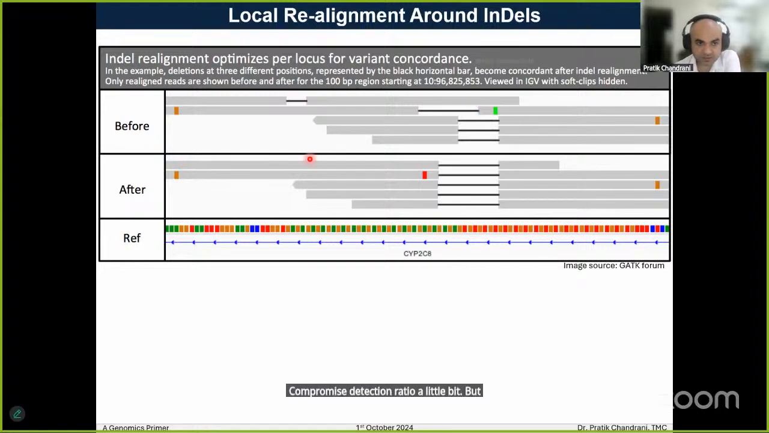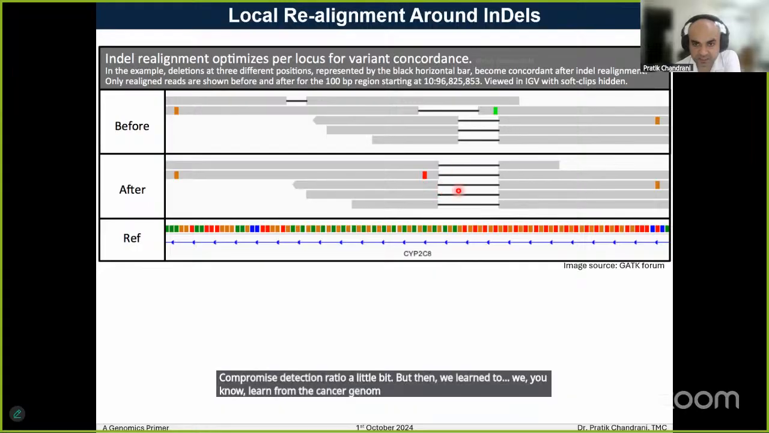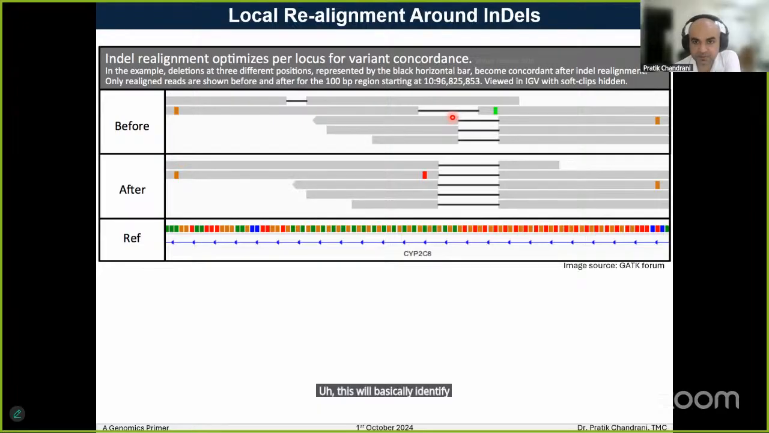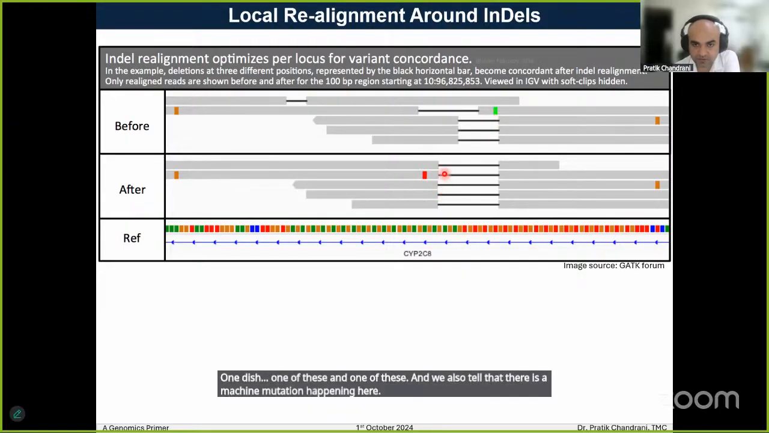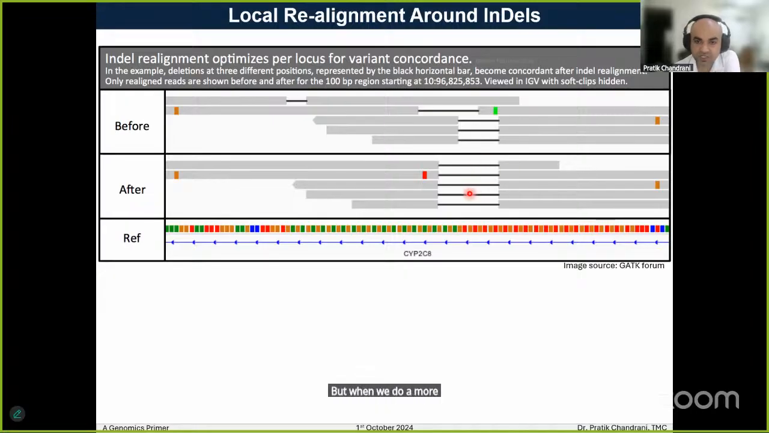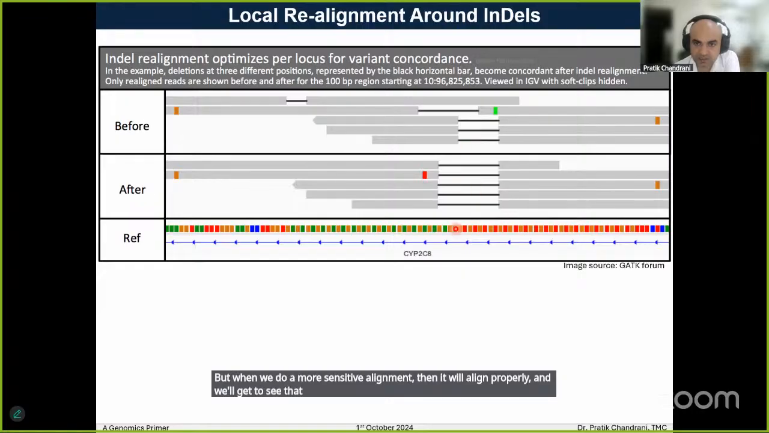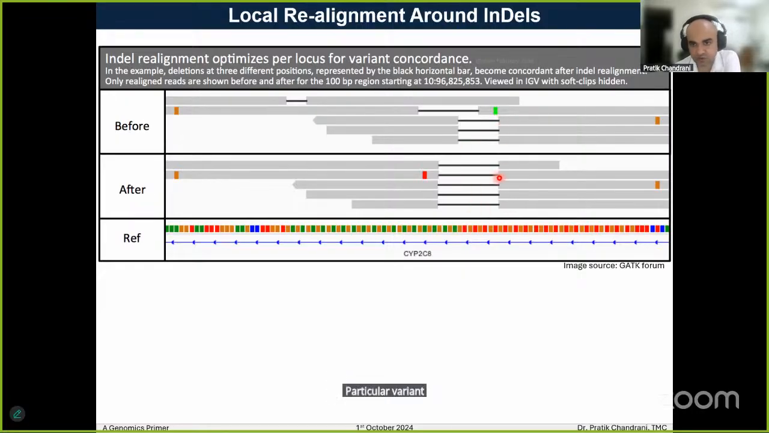But then we learn from the cancer genomics dataset that this results in artifacts. These will basically identify three different deletions. One of these, and one of these. And we also tell that there is a missense mutation happening here. But once we do a more sensitive alignment, then it will align properly, and we'll get to see that there is a single deletion event happening here, and this particular variant was an artifact. It is no longer present.